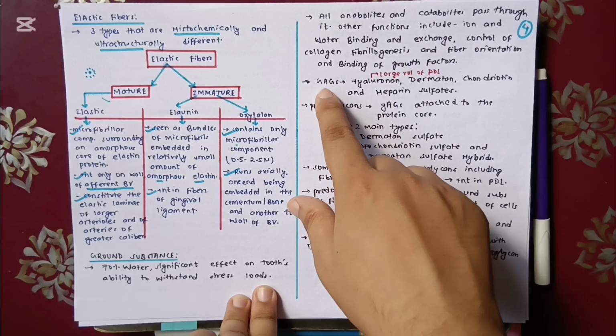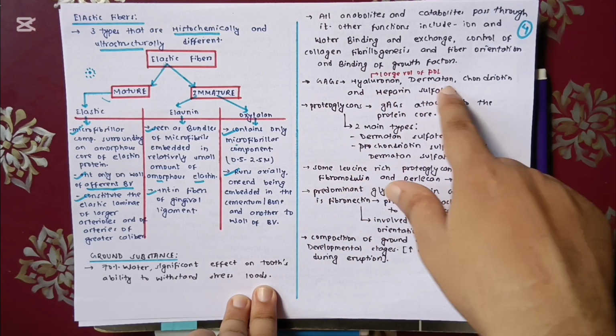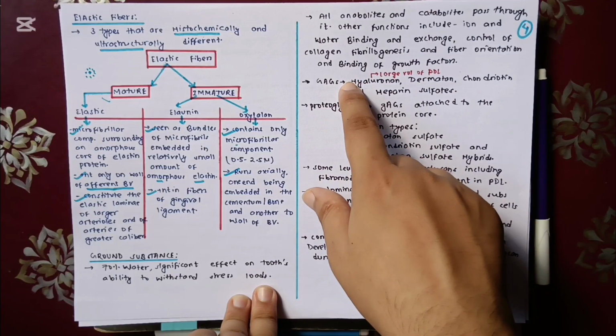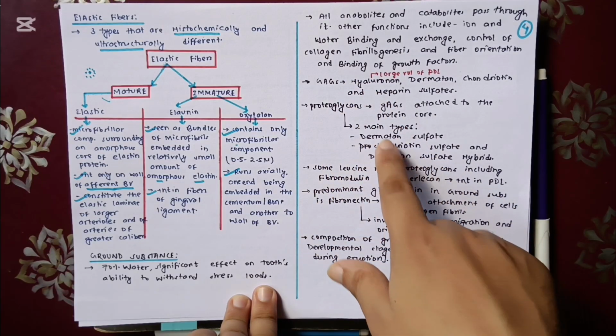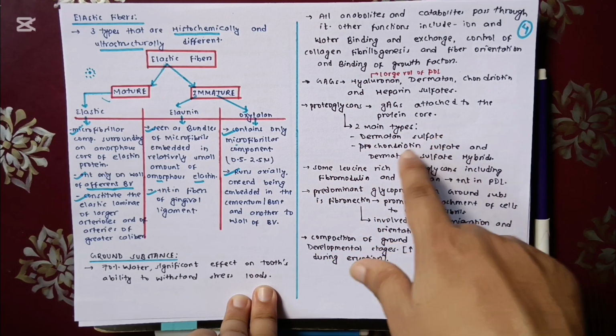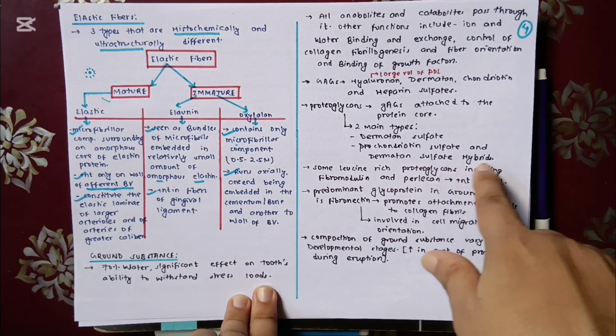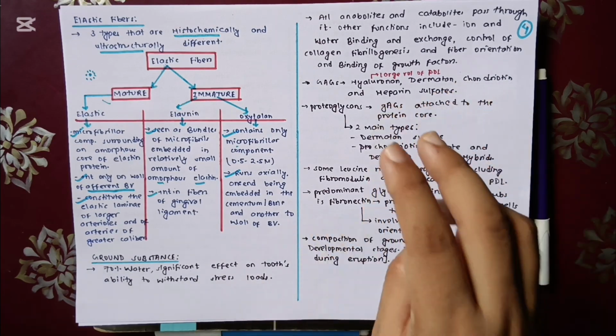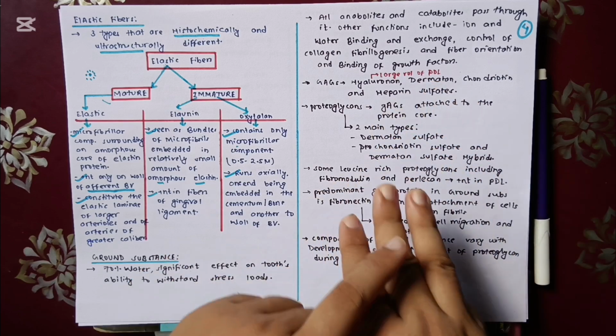And after that, GAGs. Okay, so hyaluronan, dermatan, chondroitin, and heparan sulfate are the major glycosaminoglycans. And in the proteoglycans, we have two major types, that is dermatan sulfate and chondroitin sulfate, and a dermatan sulfate hybrid is present there. Okay, so just remember we have three major components: GAGs, proteoglycans, and glycoproteins.